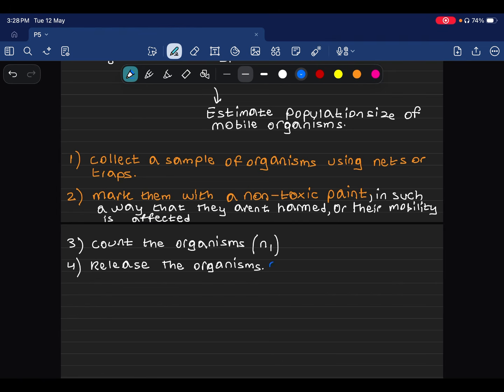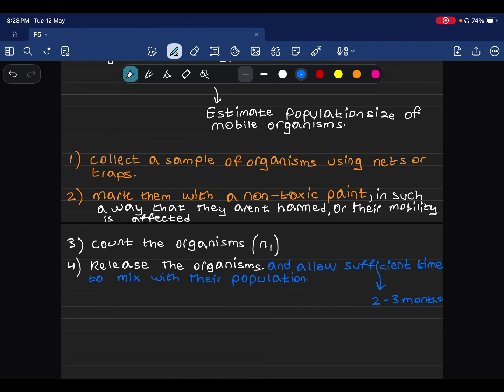So release the organisms and allow sufficient time to mix with their rat population or their mouse population. Now, once again, to mix with their population. How much time is sufficient time? Is it 2 weeks? Is it 6 months? Is it 6 years? No, not that much time. You could maybe give, let's say, 2 to 3 months. That's more than enough.